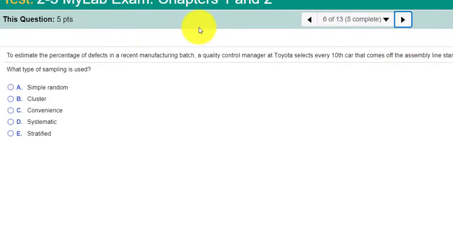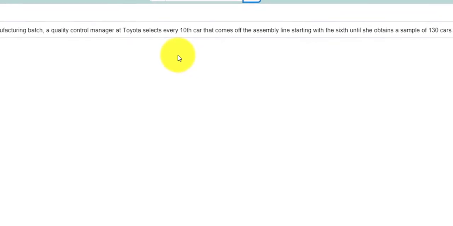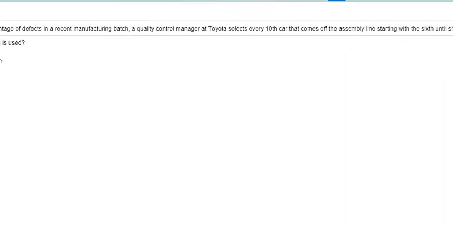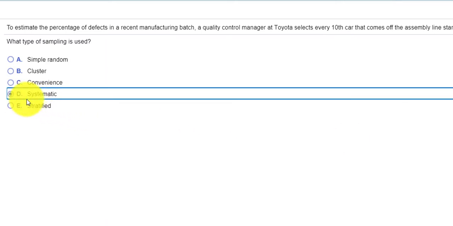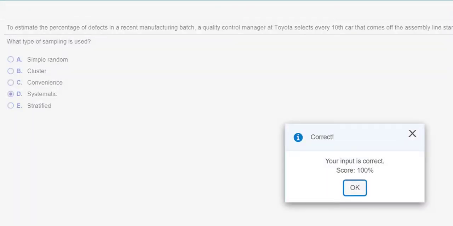Number six, to estimate the percentage of defects in a recent manufacturing batch, a quality control manager selects every 10th car that comes off the assembly line, starting with the 6th, until she obtains a sample of 130 cars. What type of sampling is this? I'd call this systematic sampling. And we got it correct.